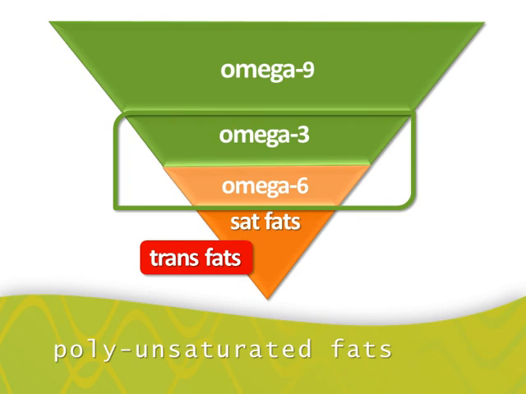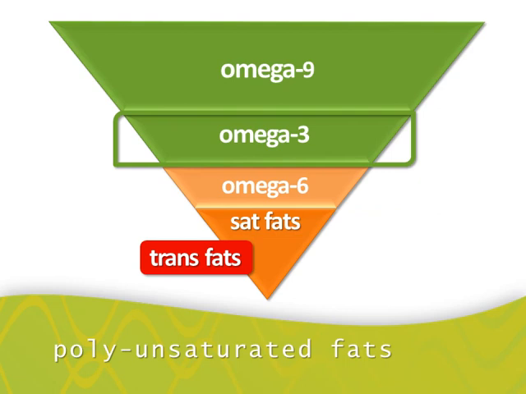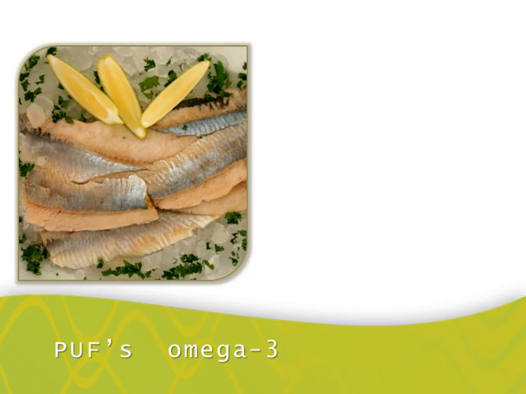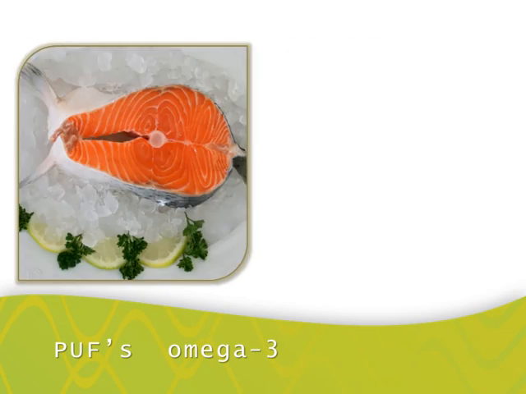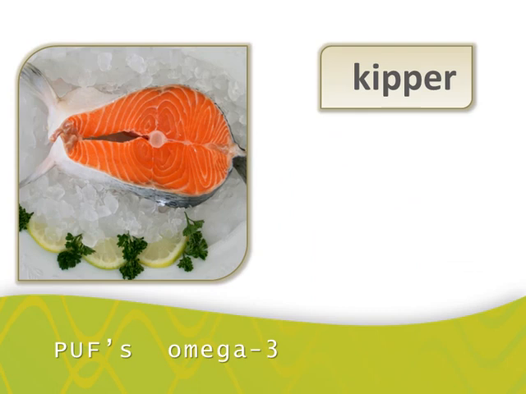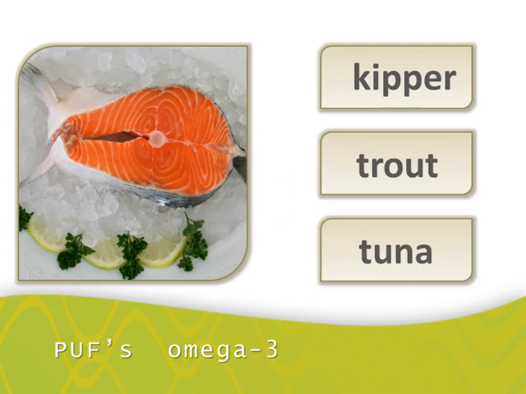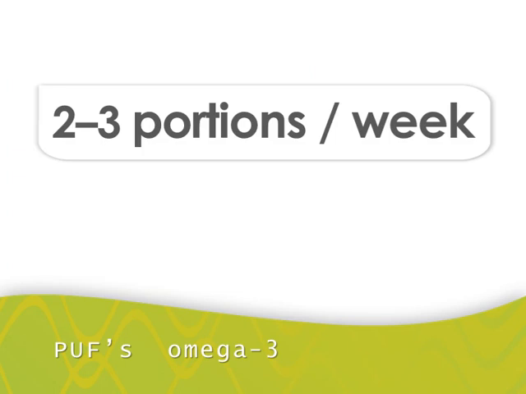The polyunsaturated fats consist of the omega-3 and omega-6 oils. Dark-fleshed, oily fish is the best source of omega-3 in the diet. Examples include herring, snoek, sardines, salmon, kipper, trout, and tuna. You must eat at least 2 to 3 portions of oily fish per week.